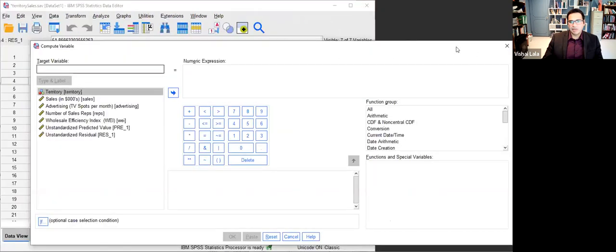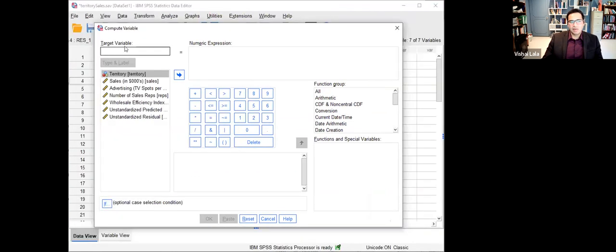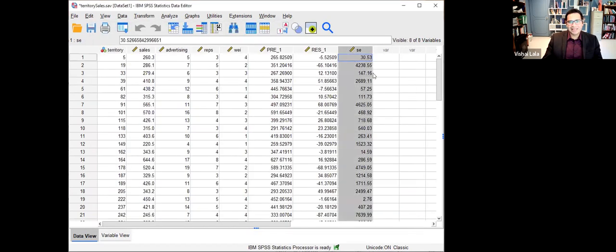Transform, Compute Variable enables us to create new variables. Here we are. So in target variable, we'll say SE for our new variable. Our new variable is simply the square of our residual. In SPSS, square is denoted with a star star 2, the exponent. Okay. Hit OK, and now you've got a new column in your data view called SE.